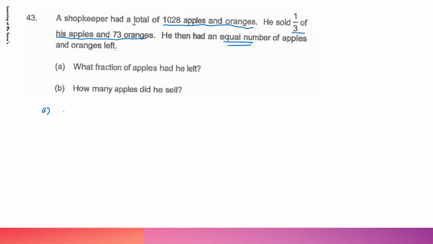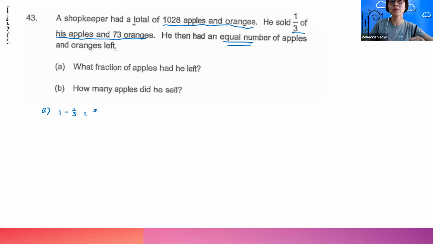So total number. Yes. You say something, Estelle? 2/3. 2/3, yeah. Okay, because the total number of apples would mean that's one whole, right? So you take away 1/3, so that would be a remainder of 2/3. Okay, that's for A. Now, how many apples did he sell?